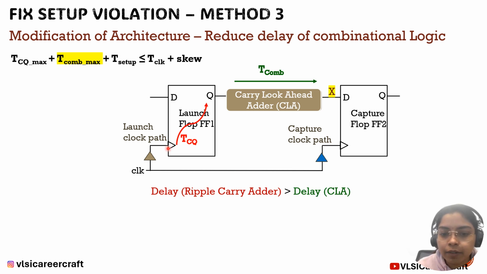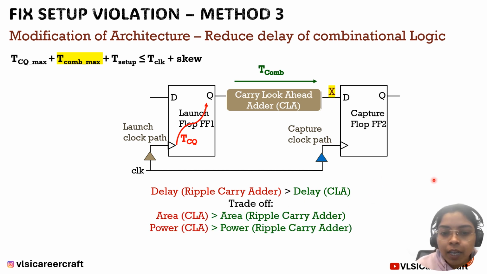We all know the ripple carry adder's delay is greater than the carry look ahead adder delay. But the area and power of the carry look ahead adder is higher than the previous architecture, that is the ripple carry adder. So we have to compromise on area and power just for the sake of fixing this setup violation by reducing the delay. So there is a trade-off here.